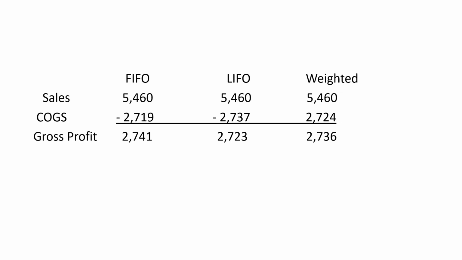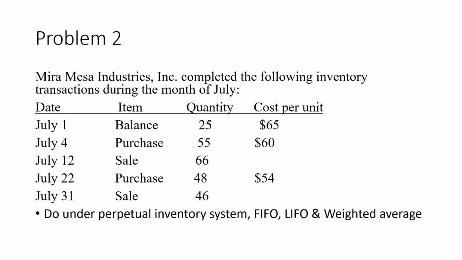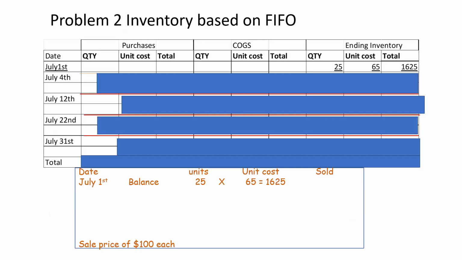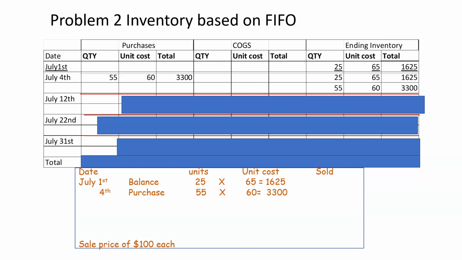So now let's look at another problem. Now in this example, prices are going down. So first we do our chart. We start with 25 units. Then we buy 60 units. We add that in at 60.